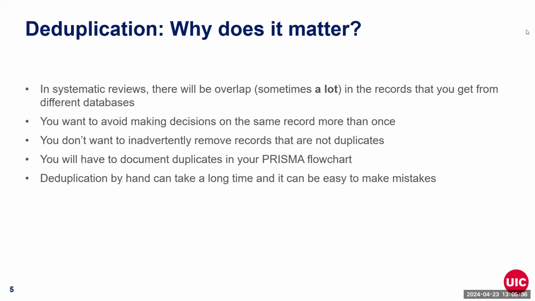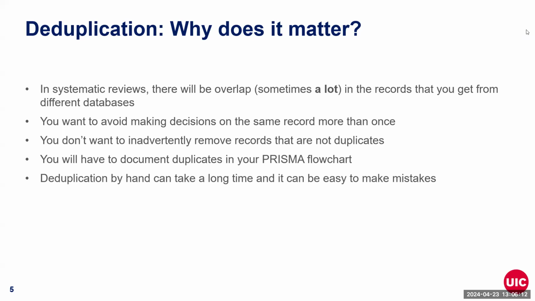So why does it matter? Deduplication. In systematic reviews, there's going to be overlap, sometimes a lot of overlap, in the records that you get from different databases, because they're often looking at the same journals, pulling out the same similar articles. So when you run your search in each of them, you're going to get a lot of overlap. Ideally, you want to avoid making decisions on the same record more than once. You don't want to have to be doing it again and again. You're looking at enough already. You don't want to also, though, inadvertently remove records that are not duplicates.